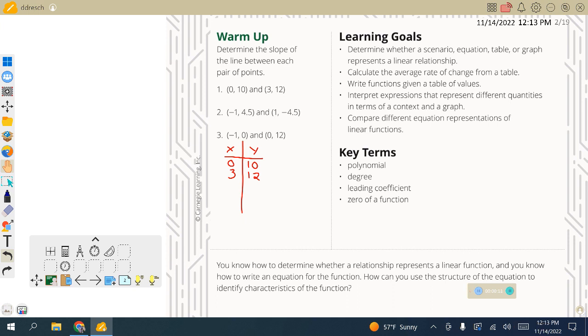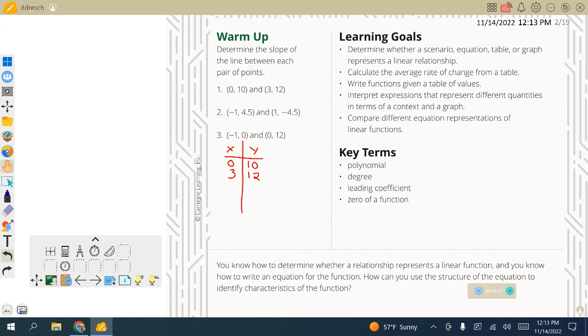Here's the thing, they've already done the heavy lifting for you. They've already told you that this is making a line between two points here. We want to figure out, well, what's the actual slope? So let's do what we did last week.